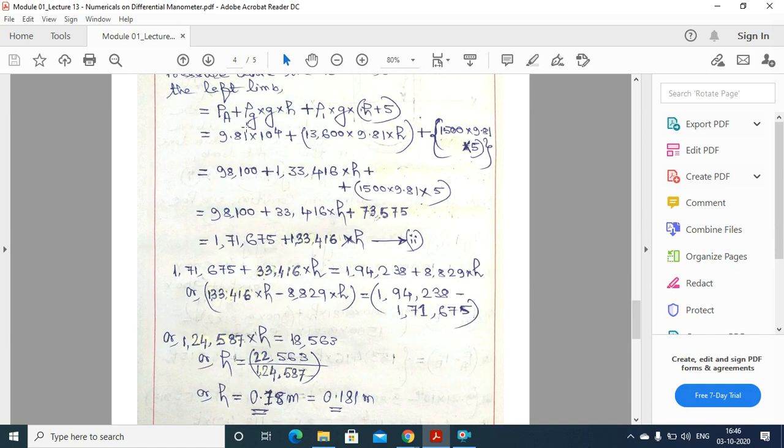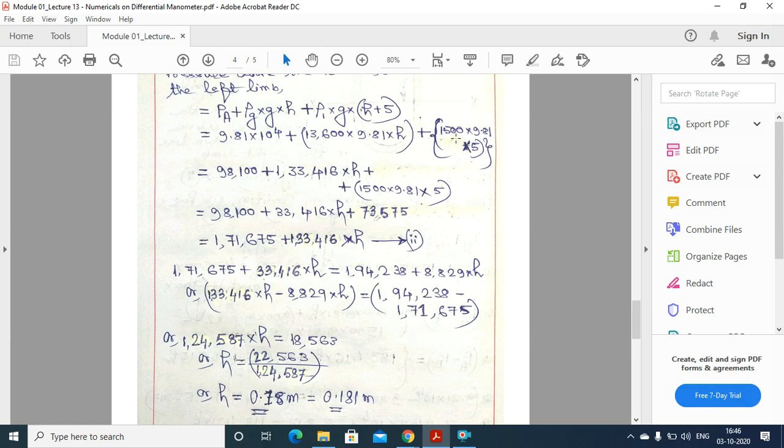So Pa plus rho g into g into h, that is the total pressure due to the mercury which is used as a heavier liquid in this differential manometer, plus rho 1 into g into h plus 5. So here Pa is 9.81 into 10 to the power 4, plus rho g is 13,600 into 9.81 into h, plus rho 1 g into h plus 5.